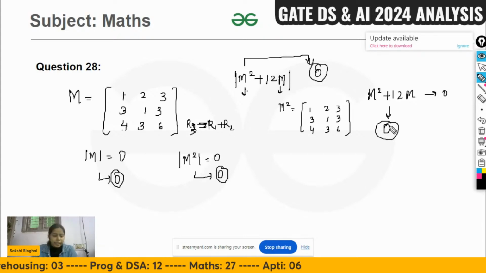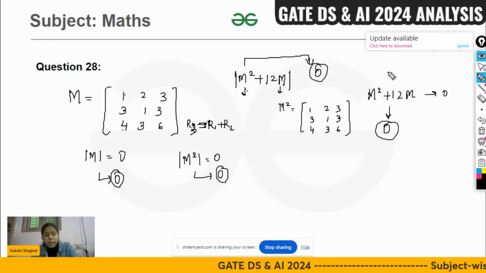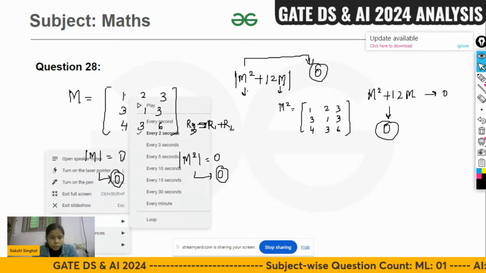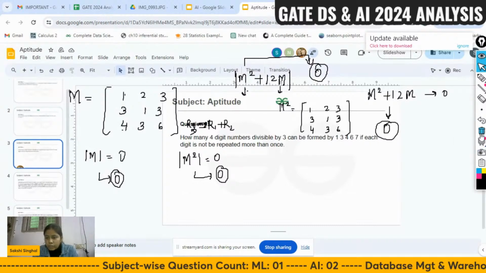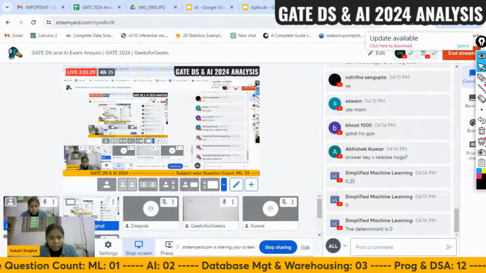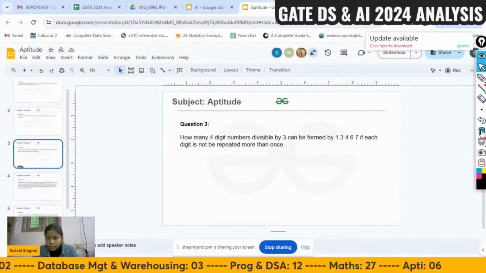I hope you guys get this answer correct. Let me know how many of you have done this question correctly. Now I'm going to discuss some of the aptitude questions. Just a minute. These are all the maths questions we have.